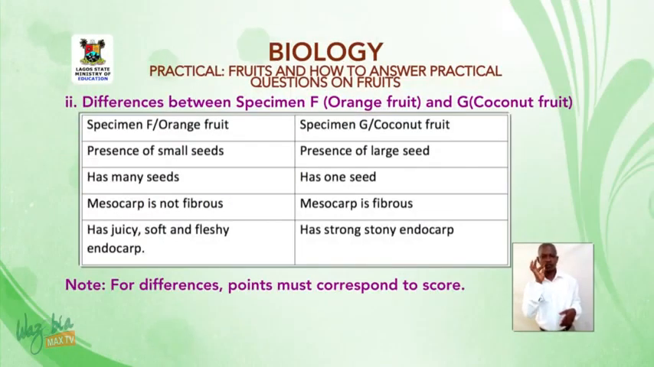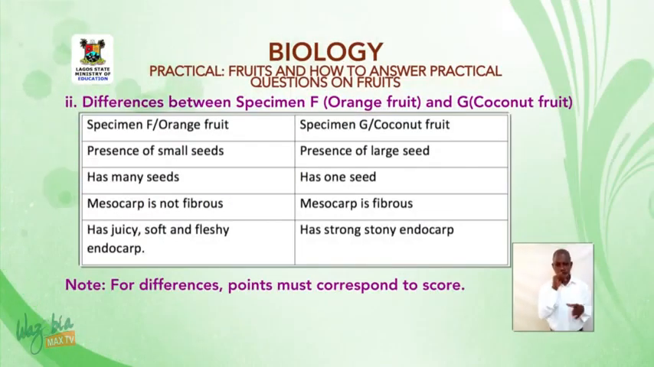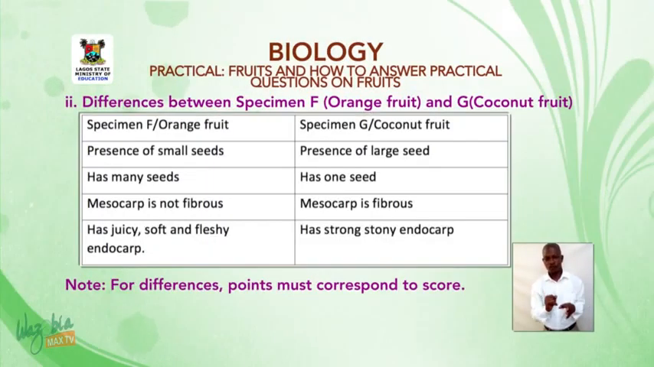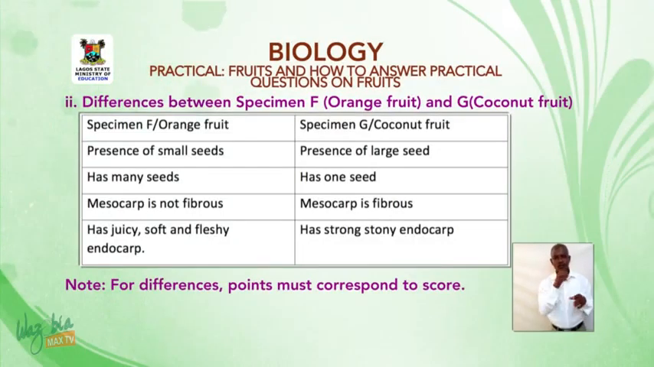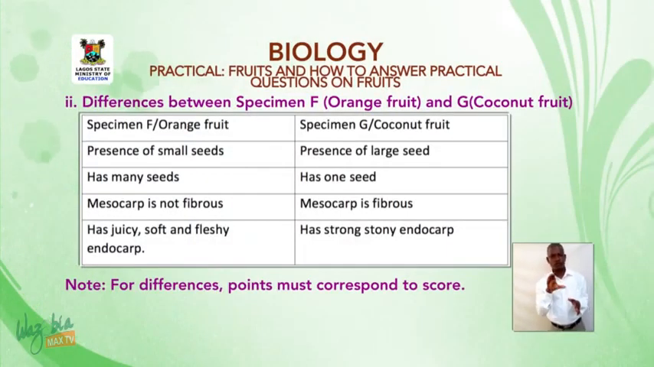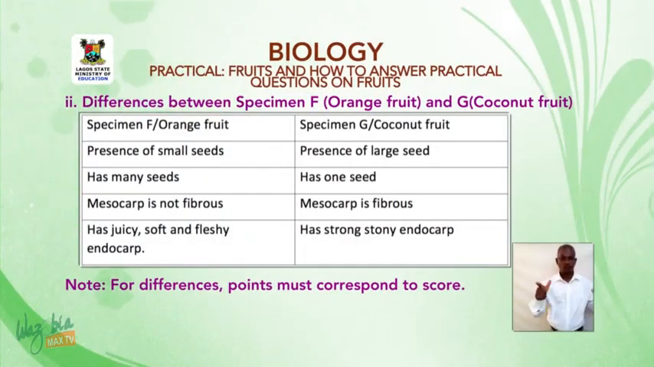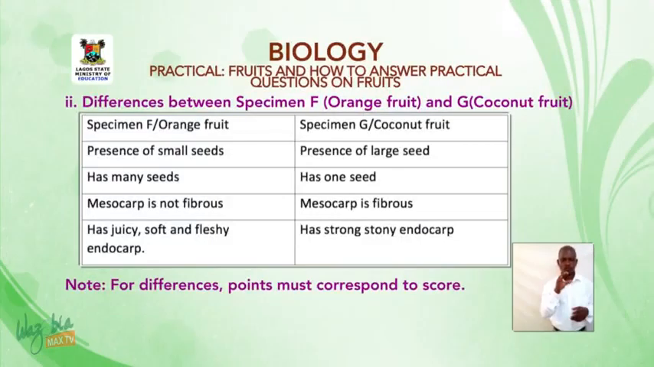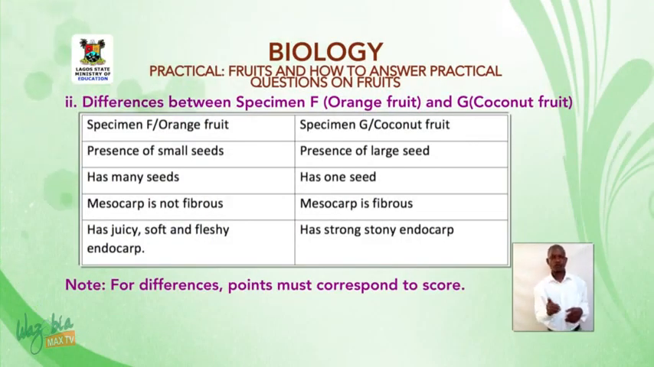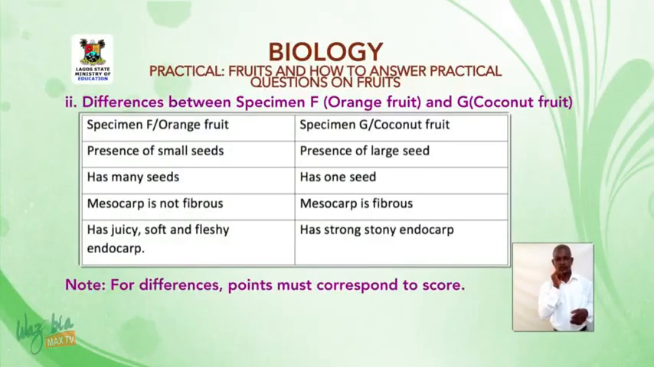Differences between specimen F, orange fruit, and G, coconut fruit. This is carried out in a tabular form. On one part, we have orange fruit, which is specimen F. On the other part, we have specimen G, which is coconut fruit. For the differences: orange fruit, presence of small seeds. Coconut fruit, presence of large seed. Orange fruit has many seeds. Coconut fruit has 1 seed.